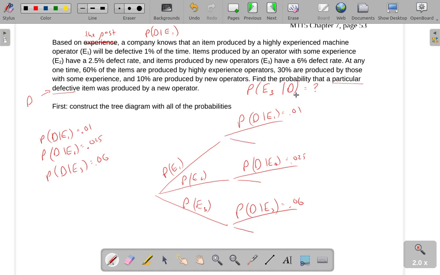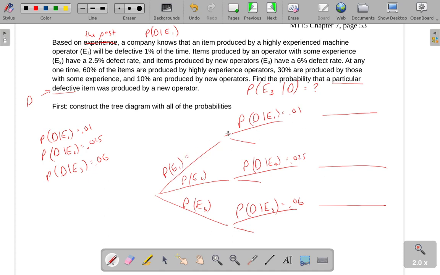But I'm not really interested in that time. I'm more interested in when the items are defective, because that's the condition of this conditional probability I'm trying to find. So let's see. I'm wanting to figure out what these three branch probabilities are, because these are the three branches of the tree where I have defective items, and I'm going to need that for my law of total probability. Okay, so let's see.